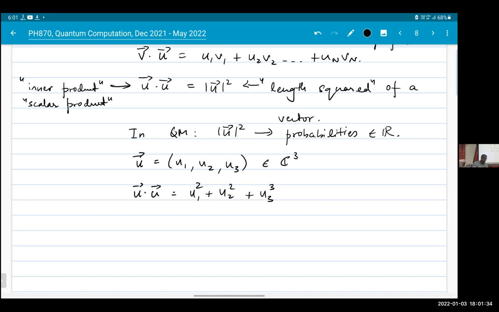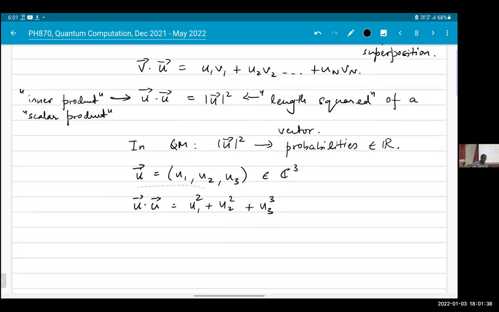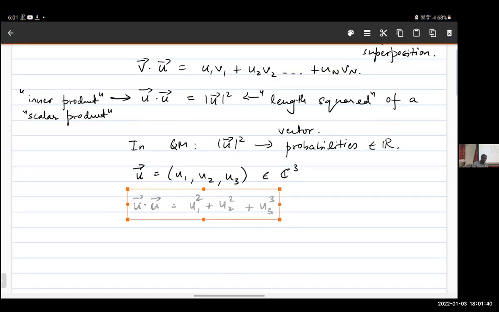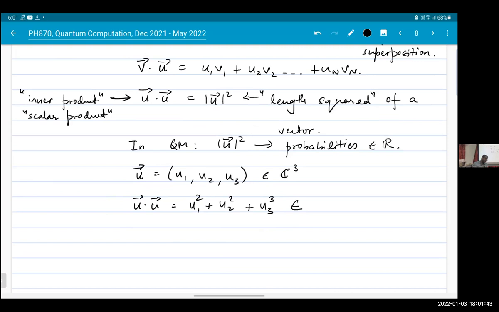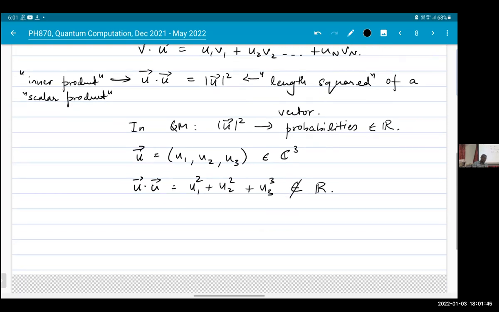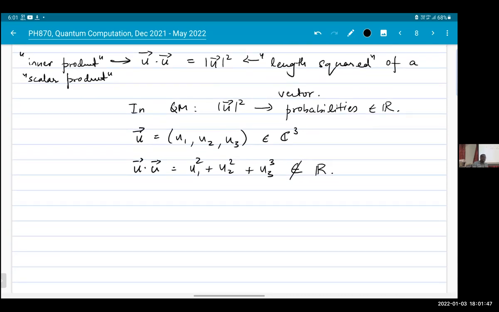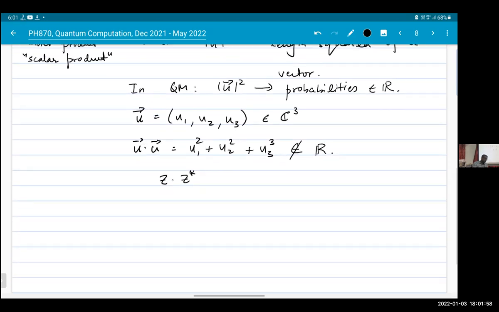If these are complex numbers, U1, U2, and U3, will this combination be a real number in general? No. Right? But there is a simple way in which I can get a real number out of a complex number. What is that? Right? A complex number multiplied by its complex conjugate gives me a real number. Right?